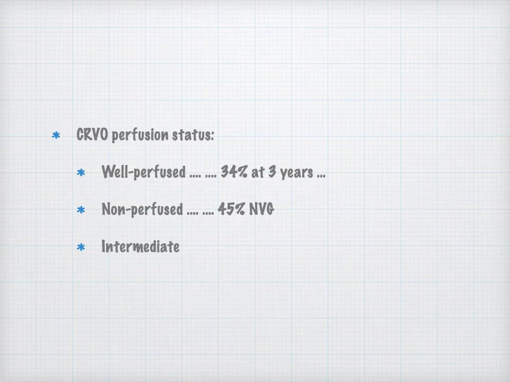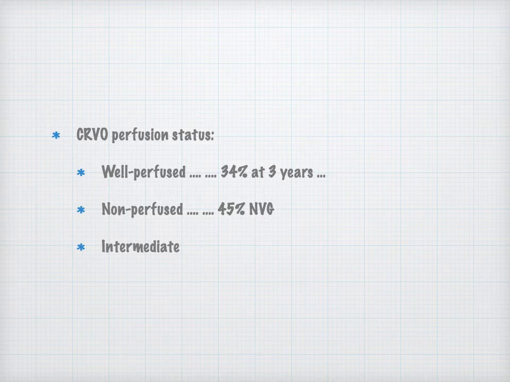According to the CVOS study group, retinal venous occlusions can be classified into perfused, non-perfused, or intermediate based on fluorescein angiography characteristics. A well-perfused central retinal vein occlusion shows fewer retinal hemorrhages on presentation, an area of retinal ischemia less than 10 disc diameters, and has better initial and final visual acuity. About 30% of well-perfused cases will turn into non-perfused after 3 years.